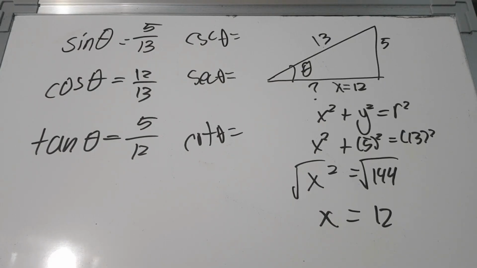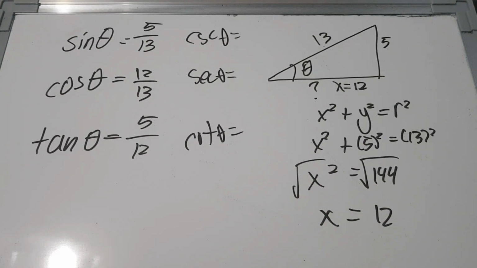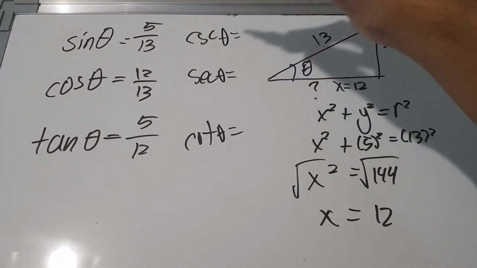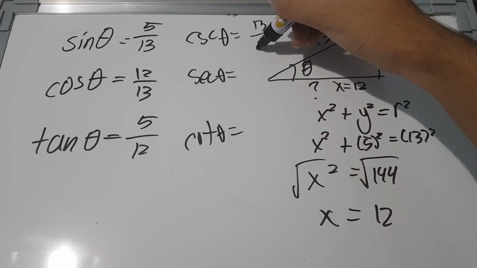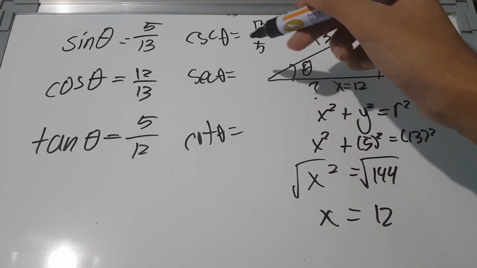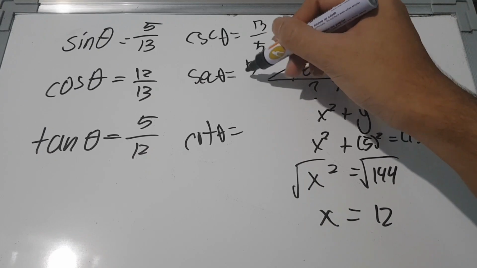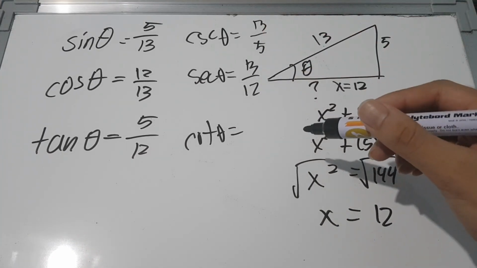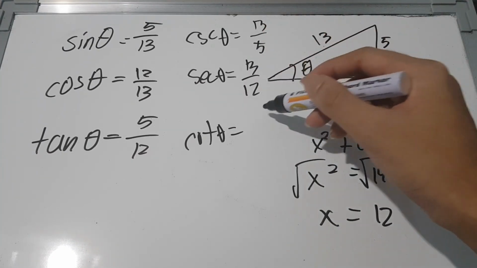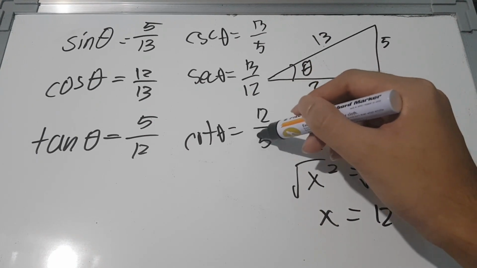Now, in order to get cosecant, secant, and cotangent, we just need to find the reciprocal of their corresponding circular function. For cosecant, it will be the reciprocal of sine, which will be 13 over 5. For secant, the reciprocal of cosine, which will be 13 over 12. And for cotangent, the reciprocal of tangent, which will be 12 over 5.